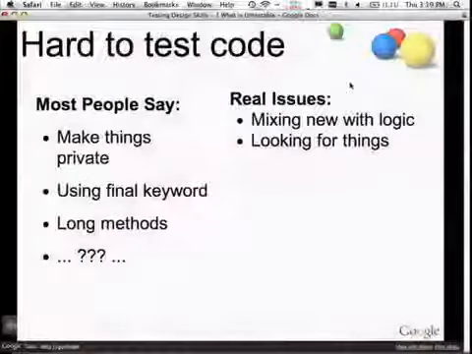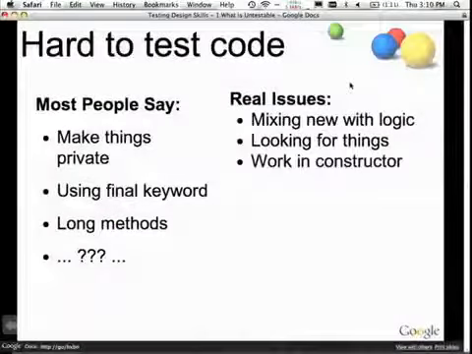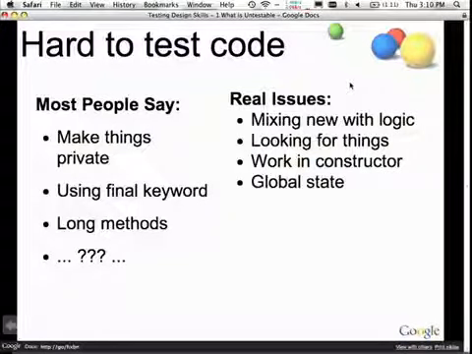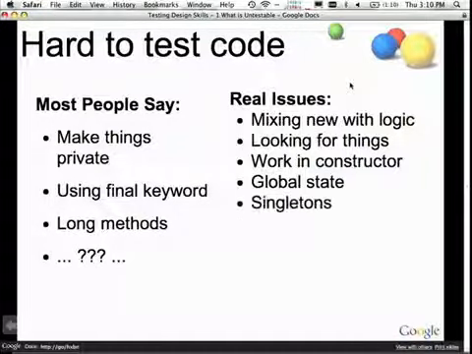Looking for things, and we do this in our code all the time, you know. Doing work in a constructor, that makes it so that it's really hard to instantiate things inside of your test. Having a global state, which is essentially where all of the uncertainty comes from. Singletons, which is just another name for global state. And static methods, which is essentially procedural programming.